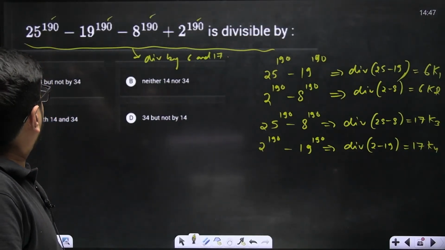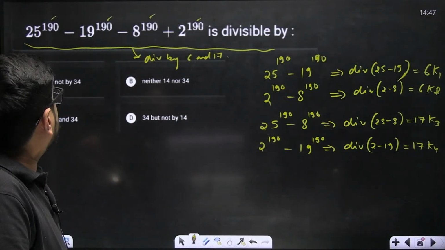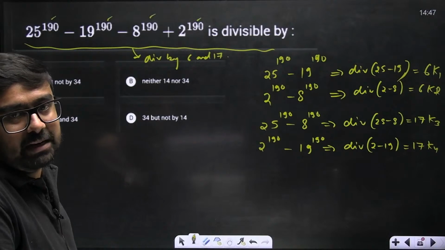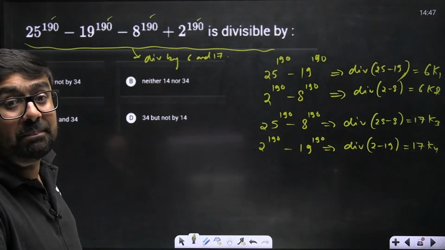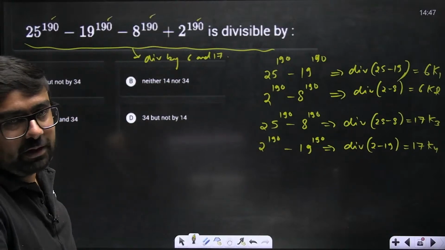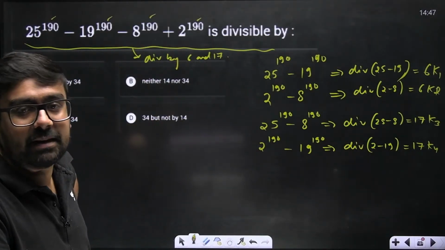Any other pair we are not able to make, right? We have made all the pairs. 19 minus 8 we cannot do, right? 19 minus 8, both are with a minus. So minus of 19 minus 8, 19 plus 8 it will become. And the power is not odd. So we cannot comment about it, right? We cannot make other pairs. So we just know that this is divisible by 6 and 17.